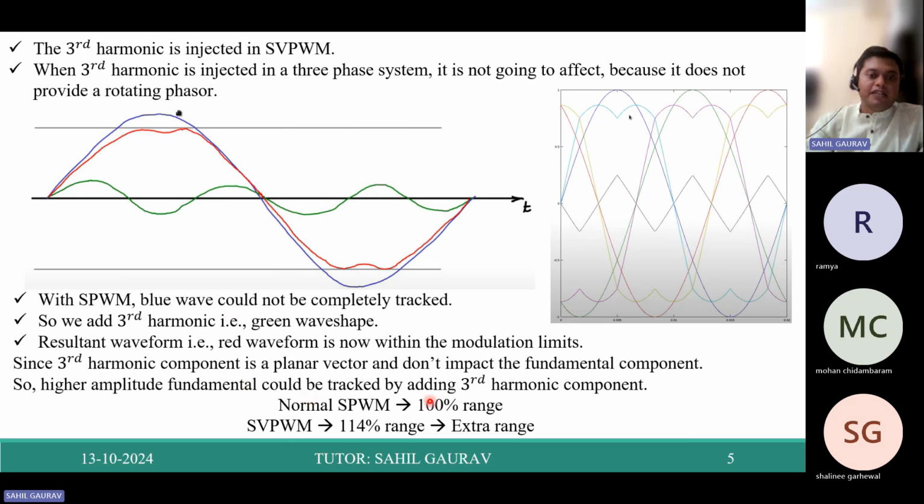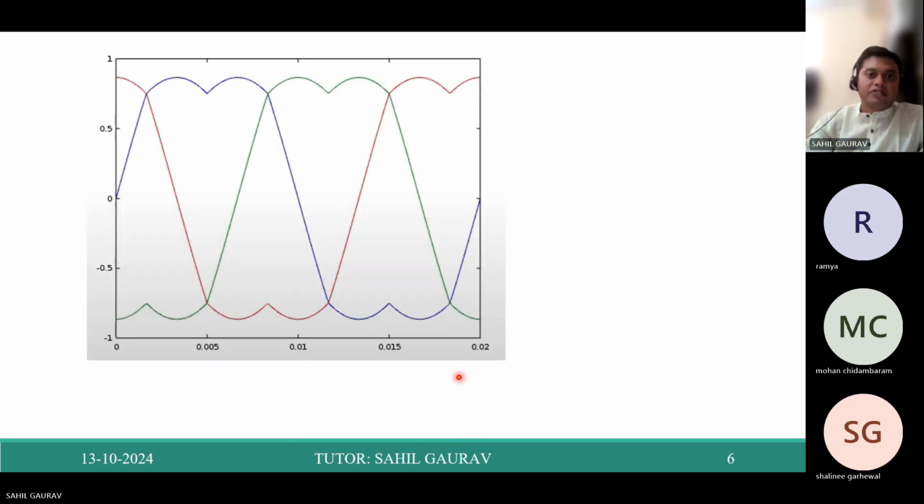In normal SPWM we have this 100% range, and your reference wave should be within these modulation limits. But in SVPWM you can track beyond that, about 140%. So we are getting extra range by injecting the third harmonic. This is the advantage of SVPWM. Sir has shown some code and simulation for how we inject the third harmonic and how the shape will come.